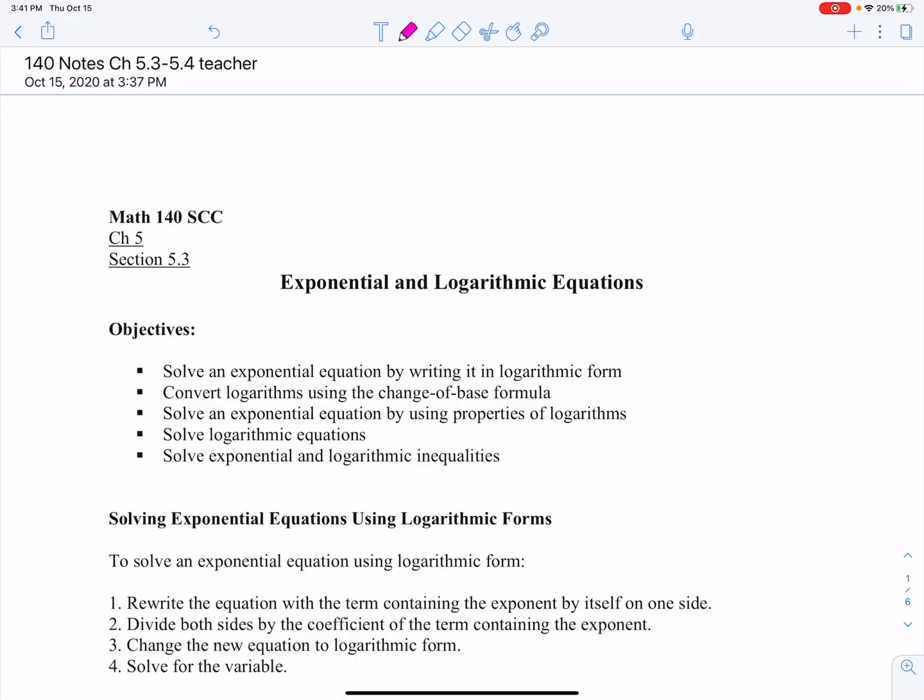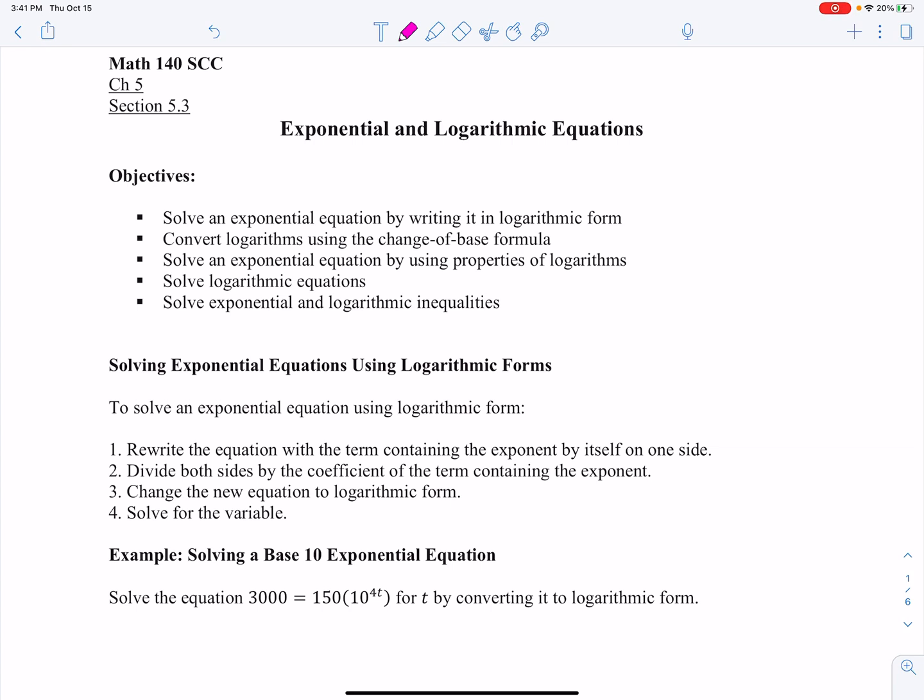All right, welcome to sections 5.3 and 5.4. So for 5.3, we're going to talk about exponential and logarithmic equations now. So we talked about exponential versus logarithmic and how to convert back and forth and all those logarithm rules. Those logarithm rules are very, very important. You need to make sure you know those for all math classes you take from this point on.